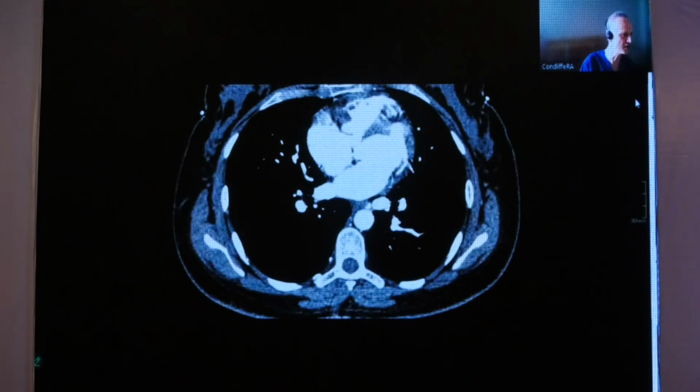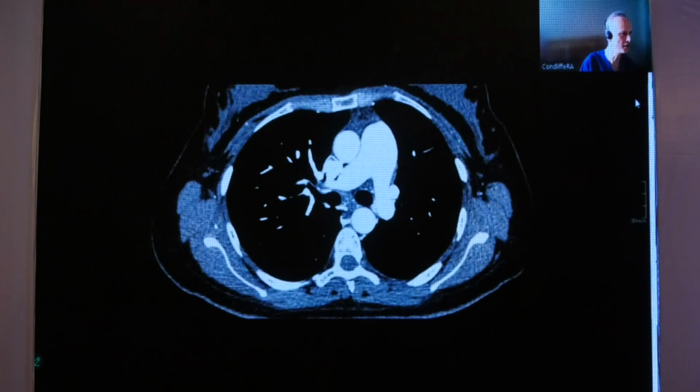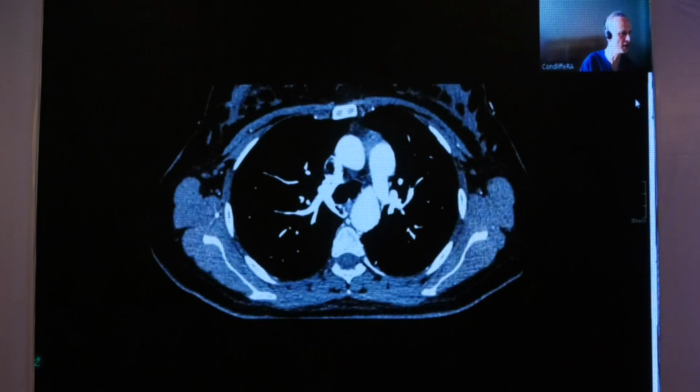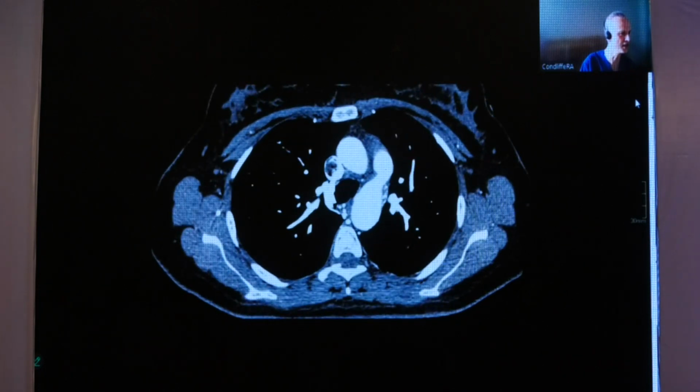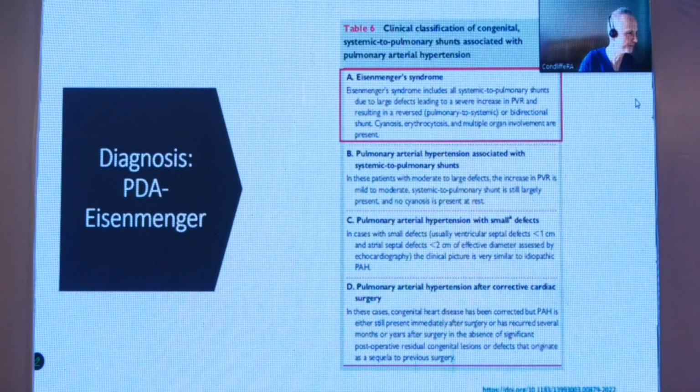But we're suspicious that this patient may have some form of congenital heart disease. The other thing we should always look at, therefore, is the joint between the aorta and the pulmonary artery. You can see there the descending aorta linking with the main pulmonary artery, this large PDA. So this is a patient with previously undiagnosed PDA who developed Eisenmenger syndrome.